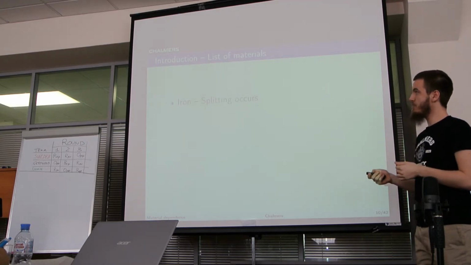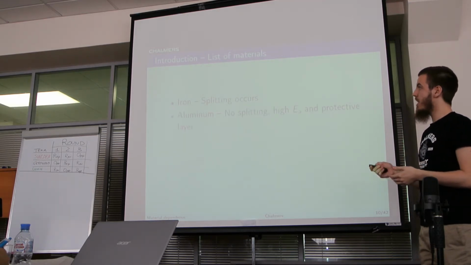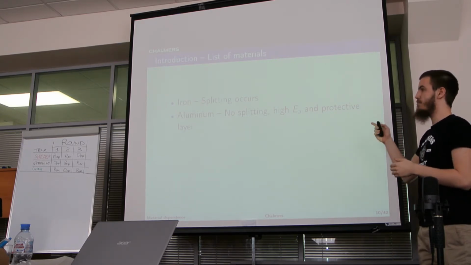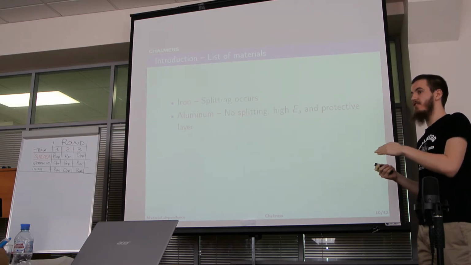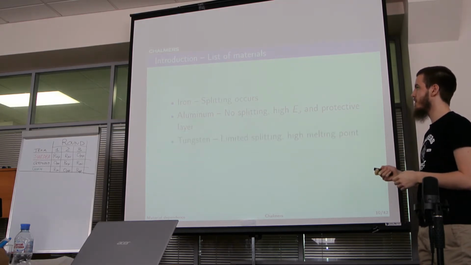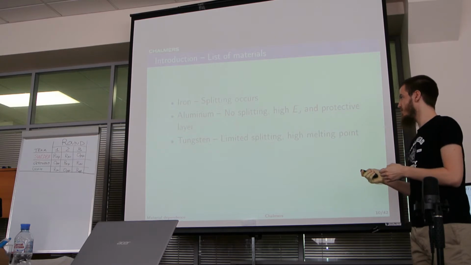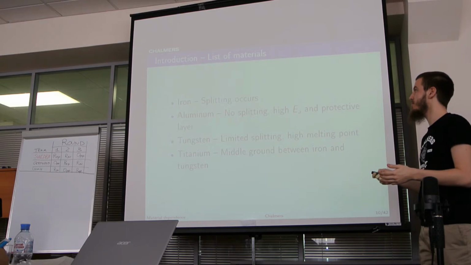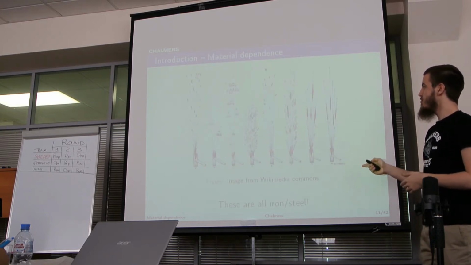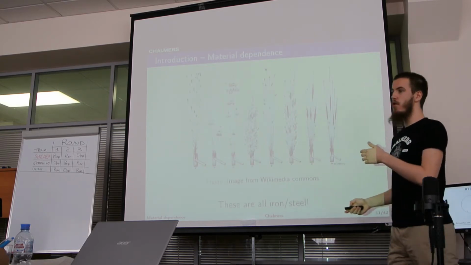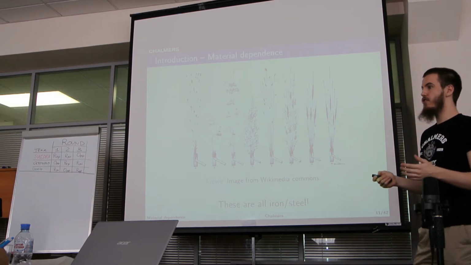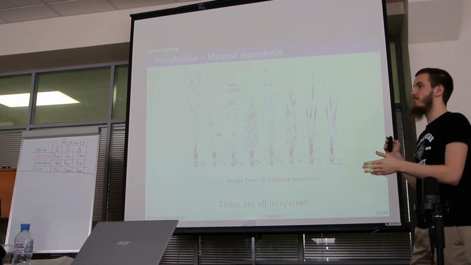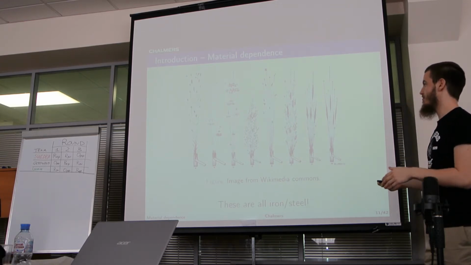Some examples here: iron, splitting occurs regularly. Aluminum, you get no splitting, partly because of the high activation energy, but mostly because of the protective oxide film that stops any further reaction, so it can't heat up enough. Tungsten has very limited splitting due to the high melting point, and titanium is somewhere in between iron and tungsten. And we tested, and here you see different patterns. These are all iron and steel alloys. So by changing the alloy, I change chemical energies, and the problem is widely different. So I have to specify here.